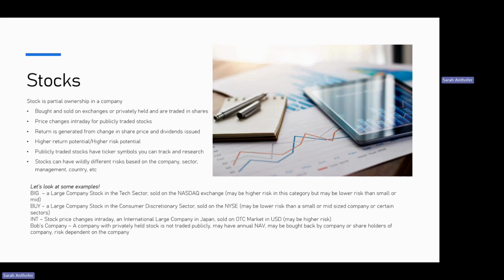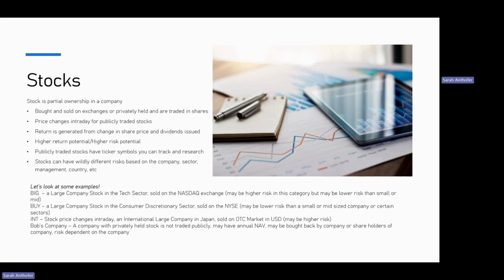Going back to these examples, if I have BIG, it's a large company stock. It's in the tech sector. It's going to be sold on the NASDAQ exchange. It may be higher risk in the category, but it might be a lower risk than maybe a small company or a mid-sized company.